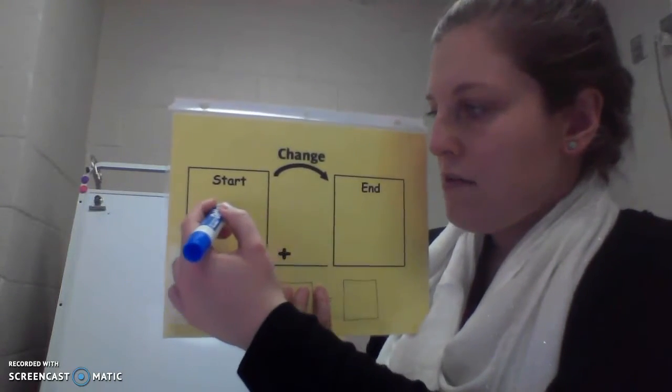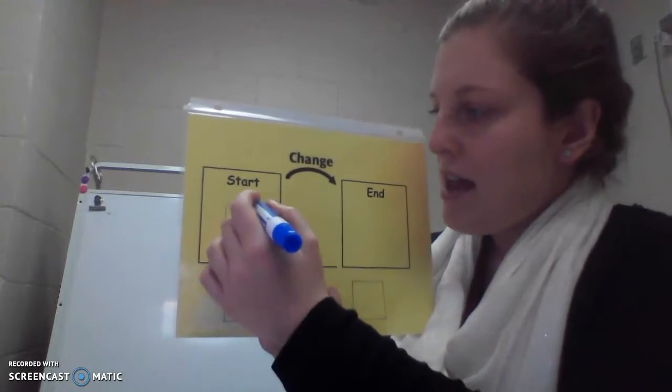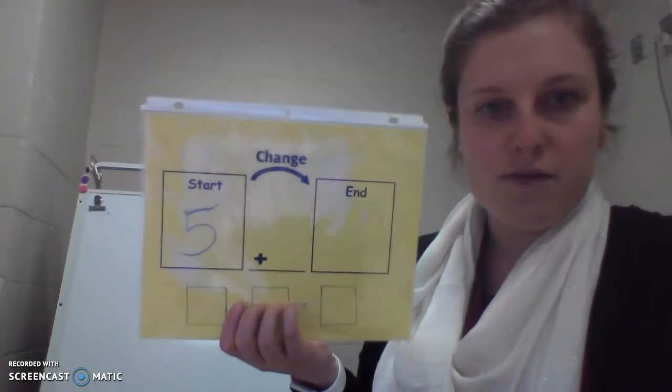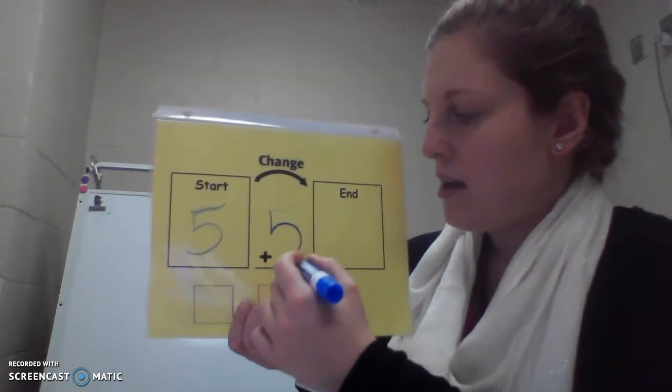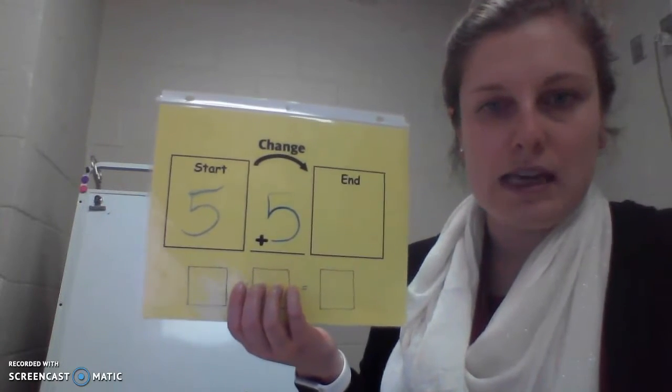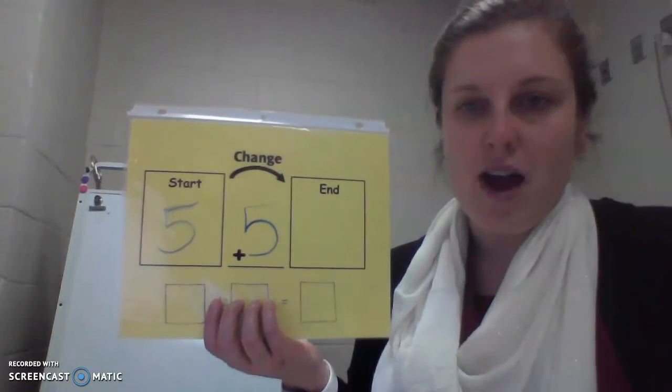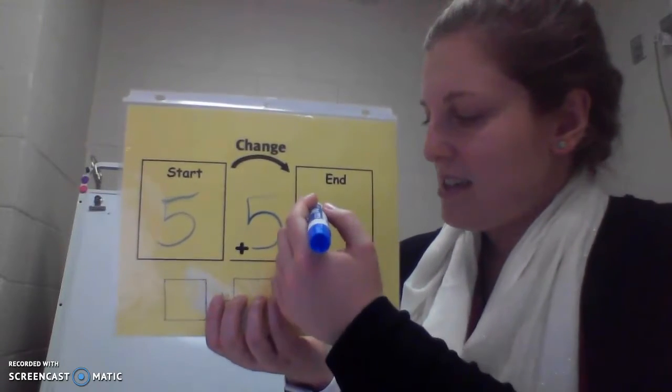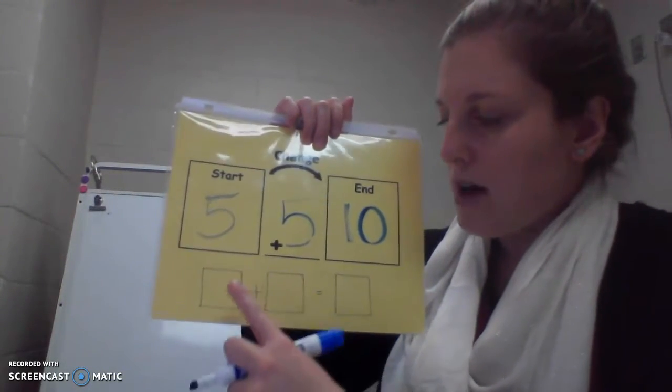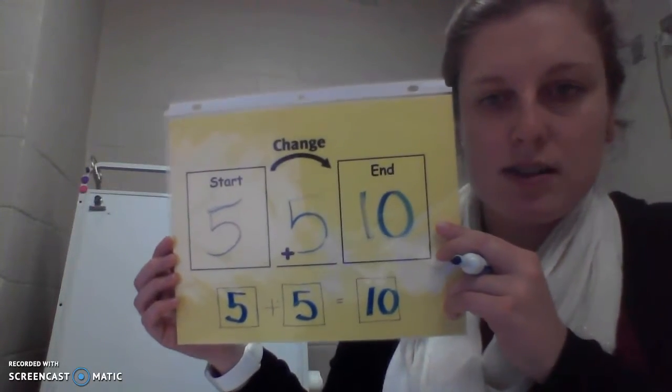So I'm going to tell a number story. I baked 5 cookies, and then I baked 5 more. How many cookies did I bake in all? 5 plus 5 is 10. So altogether, I baked 10 cookies. When I write my number model, 5 plus 5 equals 10. So I am just going to copy it down below. 5 plus 5 equals 10.